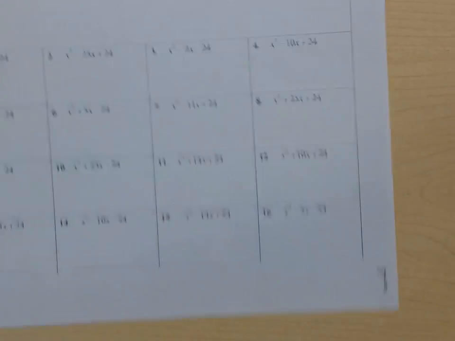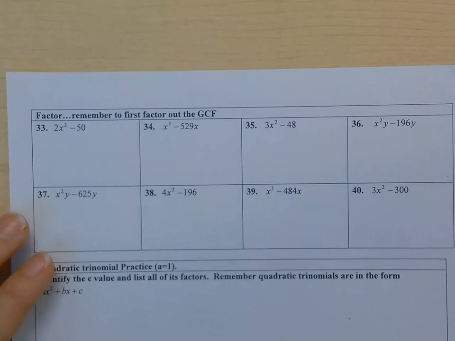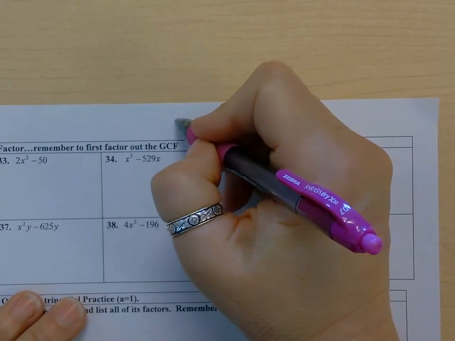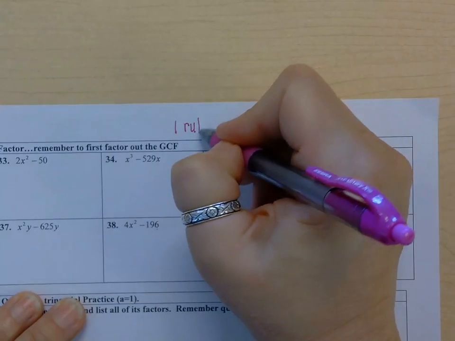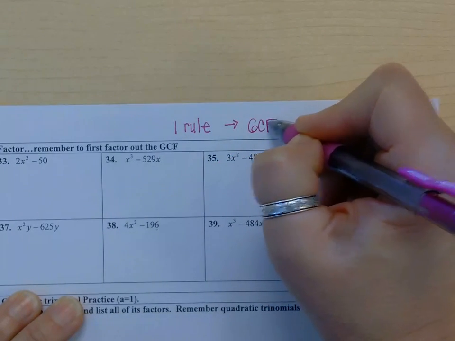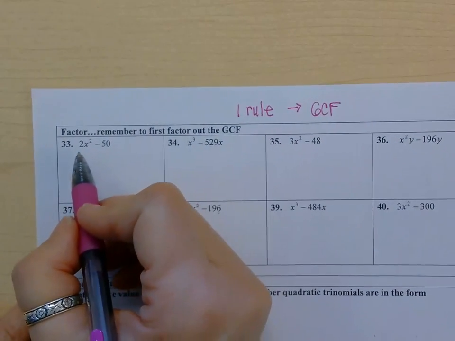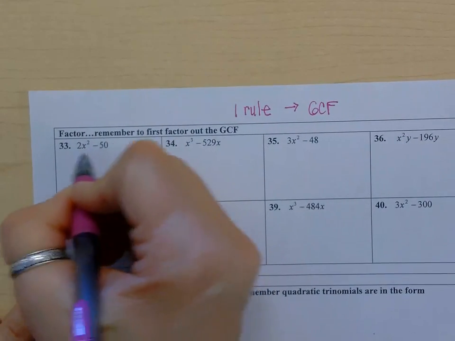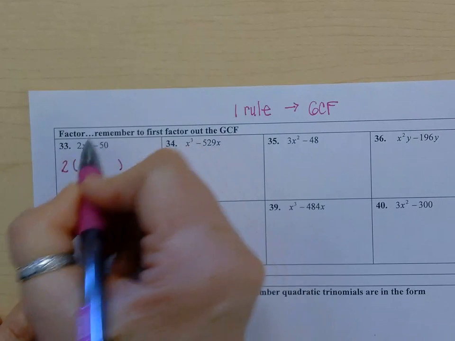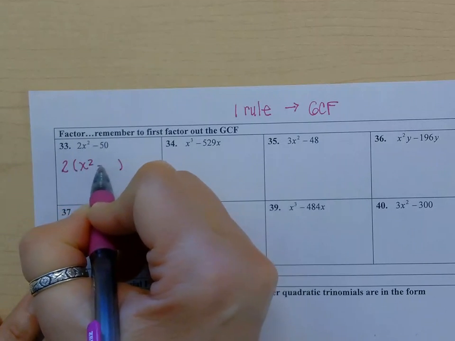So, next page. Now, we're going to combine the two things we just did. There is a very first rule of factoring, and the first rule is to take care of a GCF. So we're going to look and notice there is a GCF here. It is 2. So I have to factor out the 2, and what's left when I divide these by 2 is x squared minus 25.